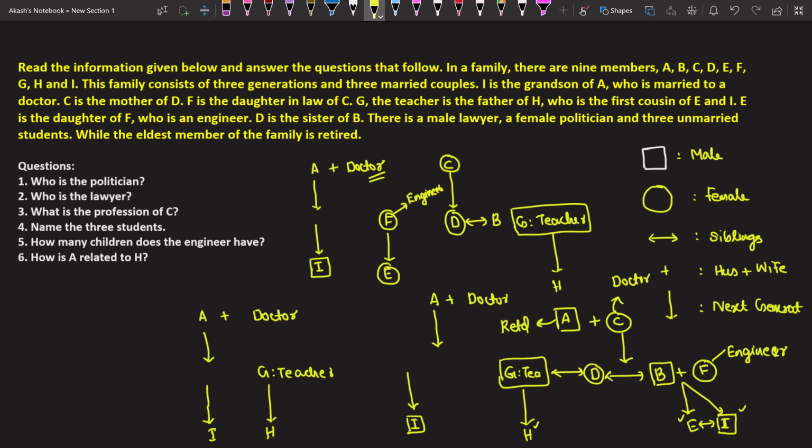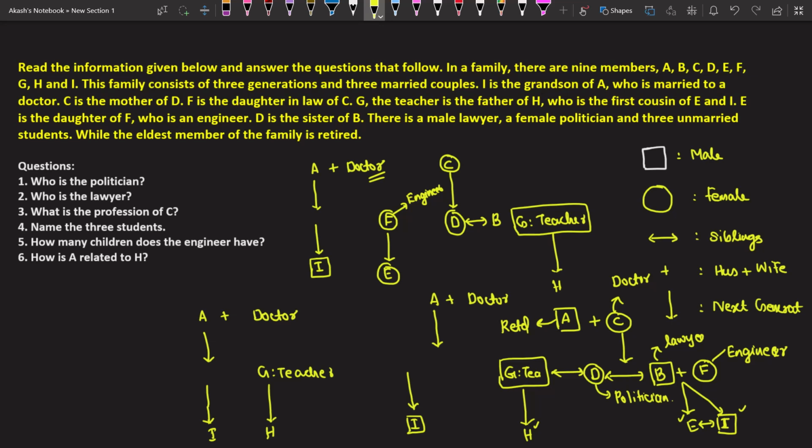So then we have a male lawyer. H, E, and I cannot become the male lawyer. A has a profession. Then another male is G, who is a teacher. The only male remaining is B. So B can only be the male lawyer. Then there is a female politician. Every other person has a profession, so D is not having a profession. She is a female, so D is a politician. So the family tree is done.